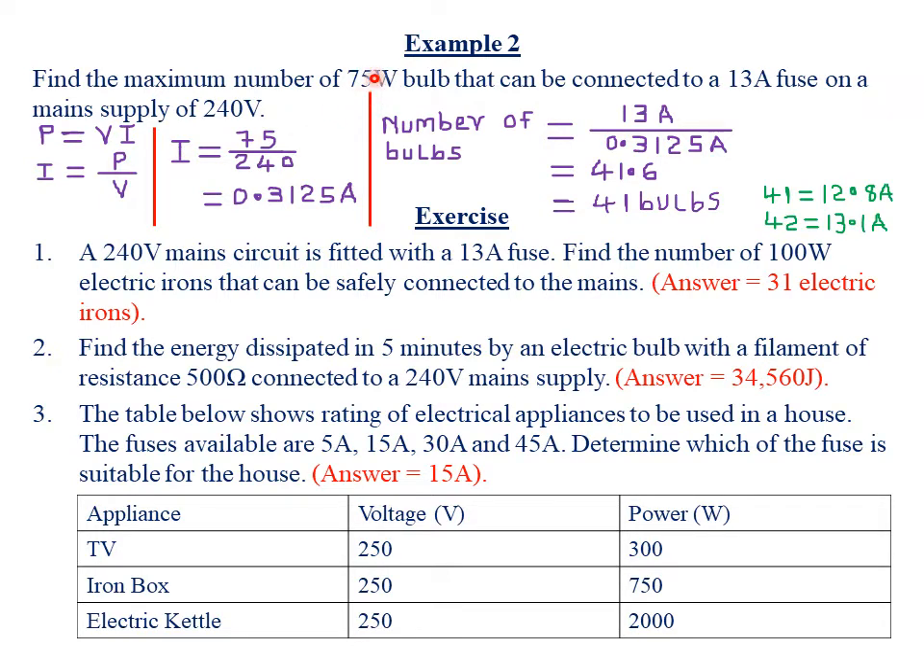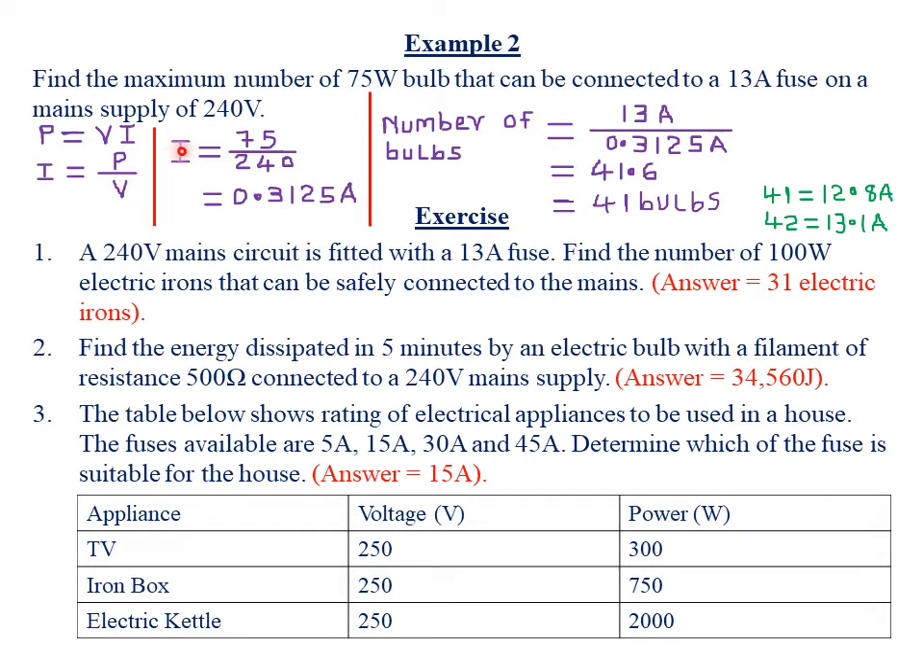Because we are given 75 watts, which is power, and we are also given the voltage, which is 240 volts, we look for the formula that relates power, voltage and current. We need to find the current so that we compare it with our fuse rating, which is 13 amperes. We said that electrical power is given by P = VI. To make current the subject of the formula, I'll simply divide both sides by V. Therefore, current will be equal to power divided by the voltage.